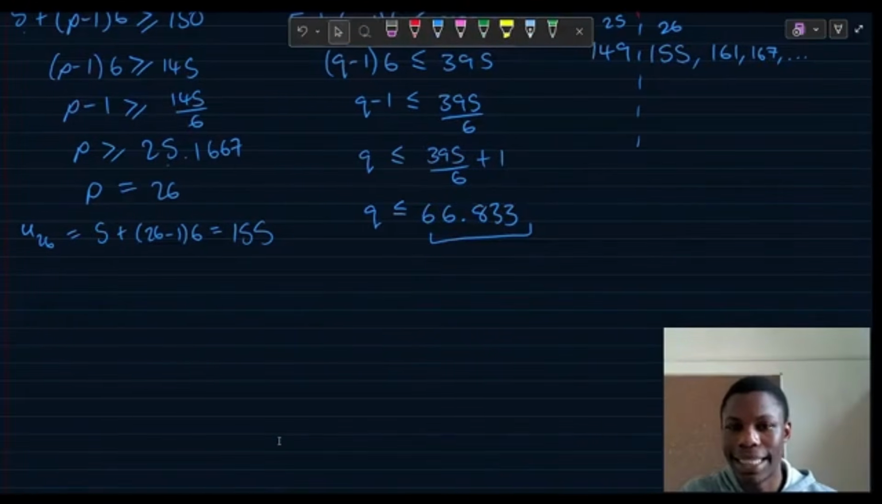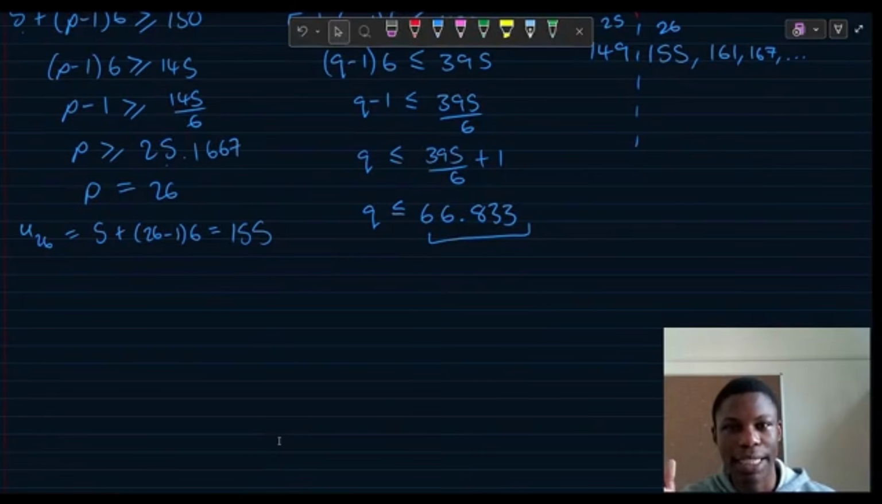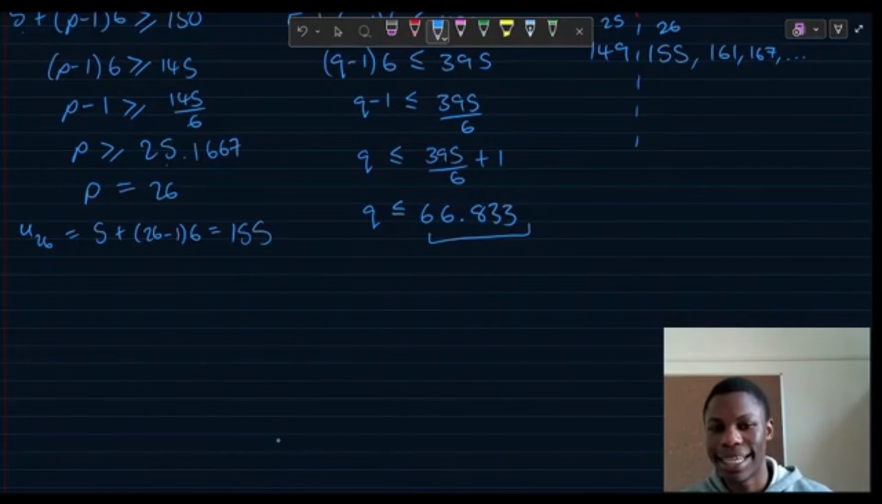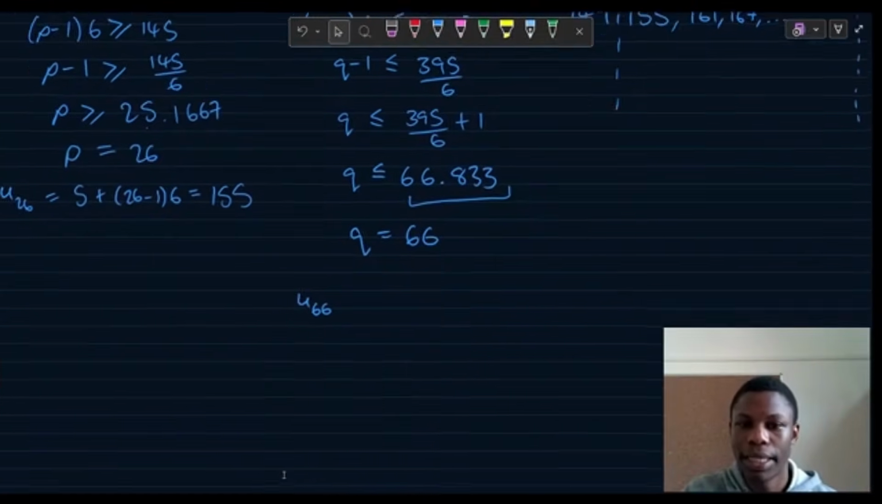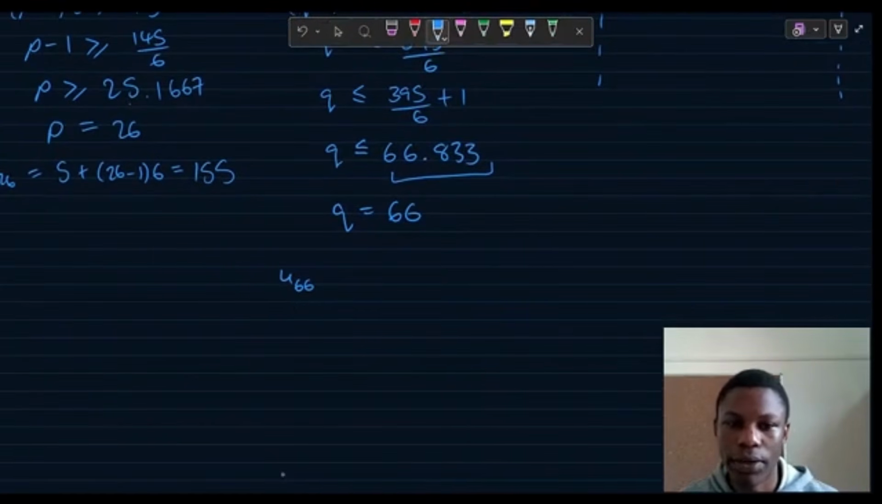So the last integer value, because remember q is a position, so it's an integer, because the number of the term is going to be a whole number. Here, this is just guiding us and telling us that q has to be less than 66.833. But the last integer value that satisfies this condition is 66. So it would mean, and we can double check again like we did, that u66 is the last term that's less than or equal to 400.